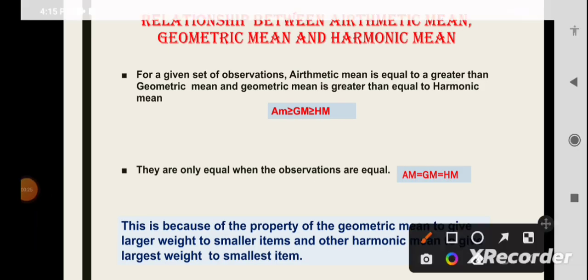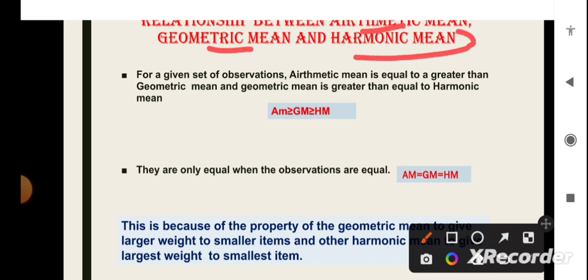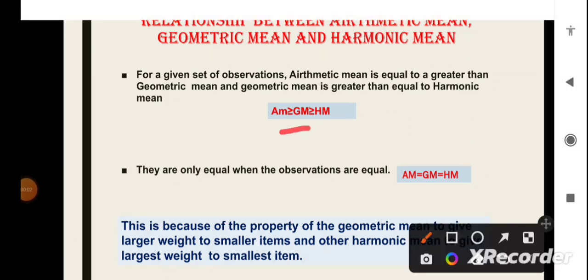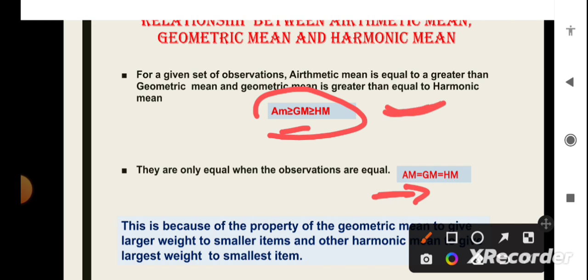There is some relationship between arithmetic mean, geometric mean and harmonic mean, which is also very important. For any given set of observations, arithmetic mean is equal to or greater than geometric mean, and the geometric mean is always greater than or equal to harmonic mean. The arithmetic mean, geometric mean and harmonic mean are only equal when the observations are equal, and this relationship is because of the property of the geometric mean to give larger weight to smaller items and the harmonic mean to give the largest weight to the smallest items.